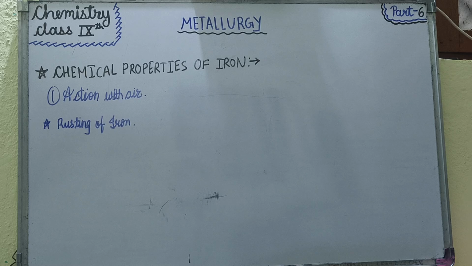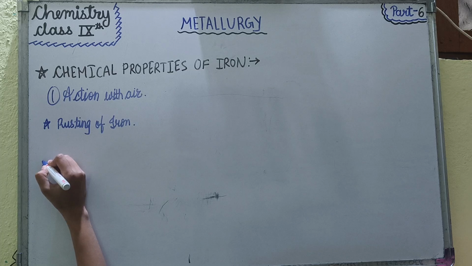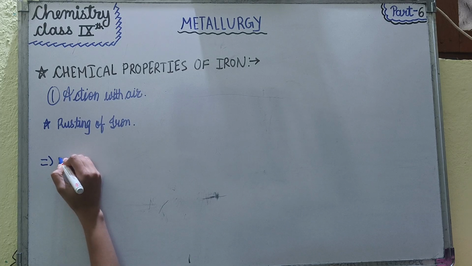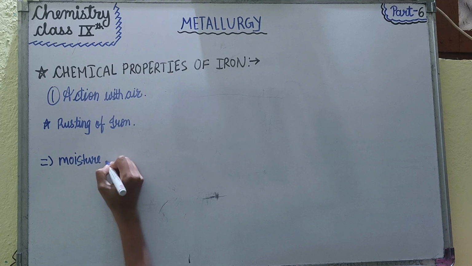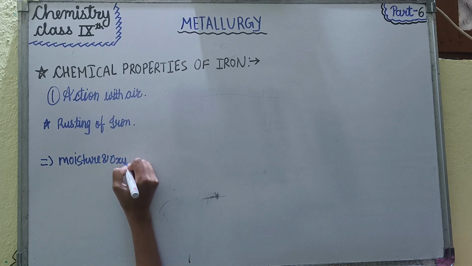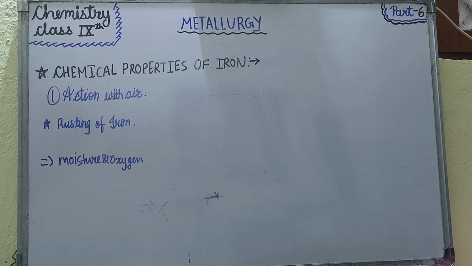Factors essential for rusting of iron. The factors essential for rusting of iron are moisture and oxygen. Rusting of iron occurs only when both factors are present, moisture and oxygen.